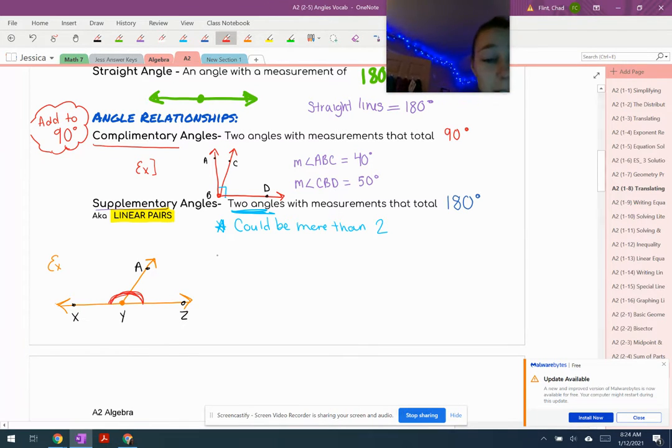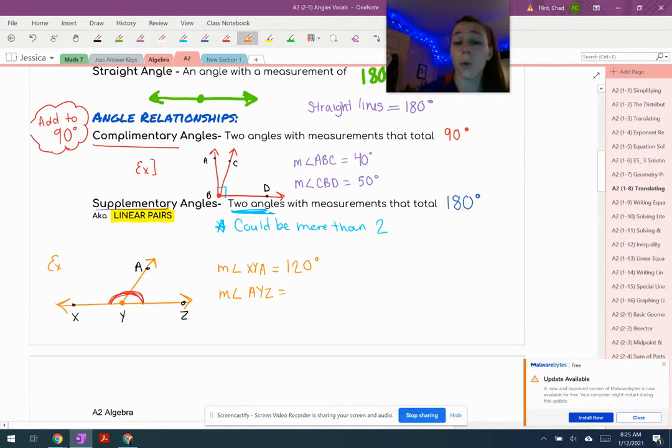So the measure of angle XYA could be equal to something like 120. And then the measure of angle AYZ would have to be equal to what if I wanted it to get to 180? 60 degrees. So that could be 60 degrees, and those would be supplementary because they equal 180 when you add them, or when you put them together.